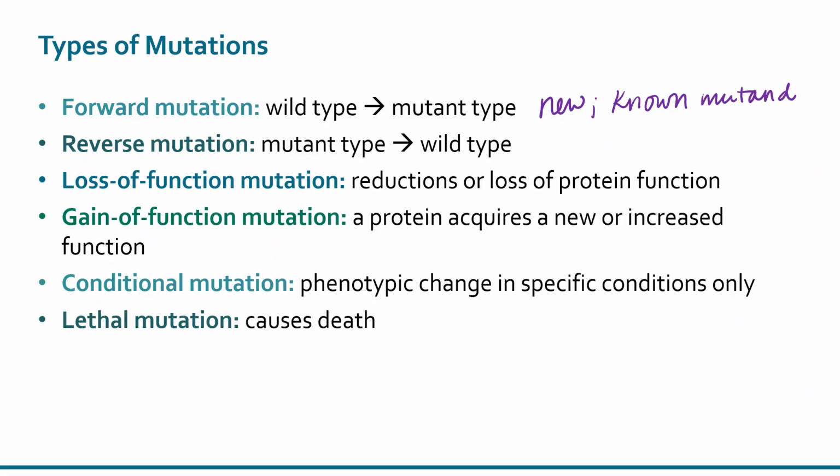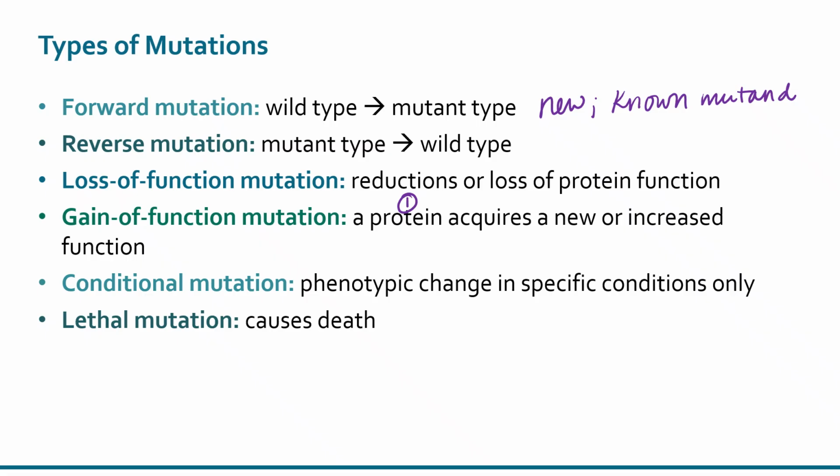Gain of function mutation can happen in one of two ways. Either the protein can acquire a new function, or its current function becomes increased. You produce more of the protein, and then you get basically a higher output of the function of that particular protein. In a conditional mutation, the mutation shows only in certain conditions. So if you don't have those specific conditions, you see the wild type. Under those specific conditions, you see the mutant type.